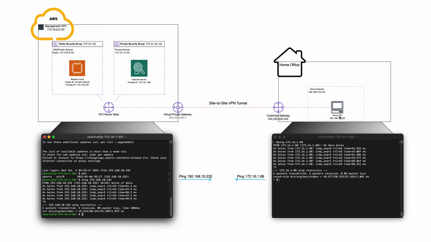It's time to wrap things up. Now we can see that we can ping from my home network to the internal server at the IP address of 172.16.1.88. And that's all we need to do in order to test the VPN connection between AWS and my home network.